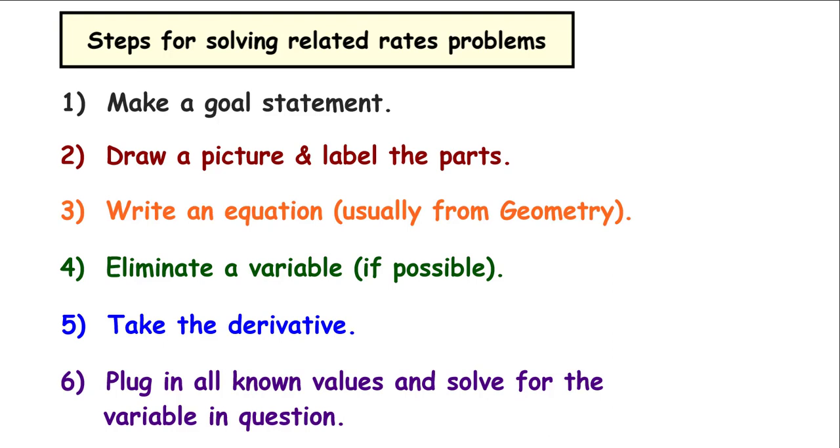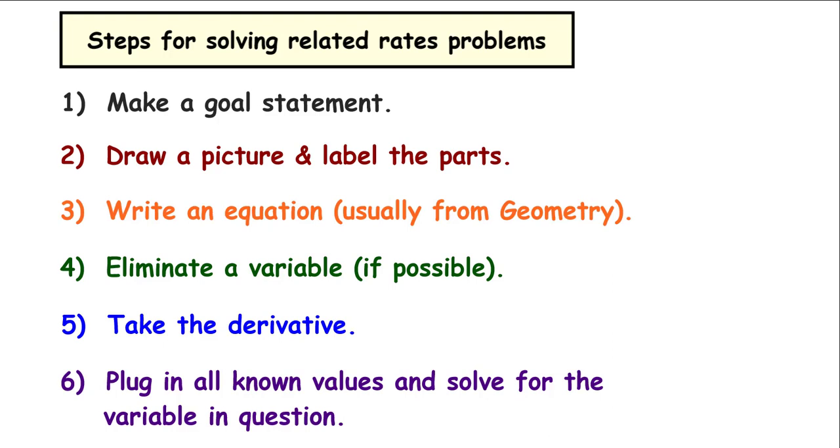And if you take them in order, really your life will be a lot easier and things will go a lot more smoothly. First and foremost, you must make a goal statement. Without a goal statement, you really don't know what you're doing, literally. So once the goal statement is made, you'll draw a picture and label the parts. You'll come up with an equation, possibly a couple equations, usually from geometry.